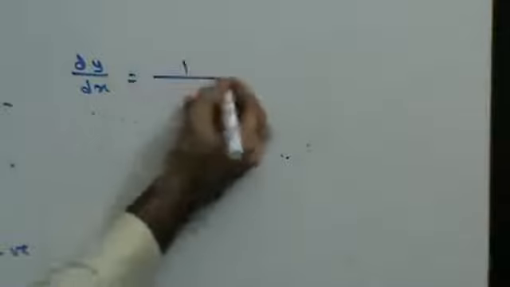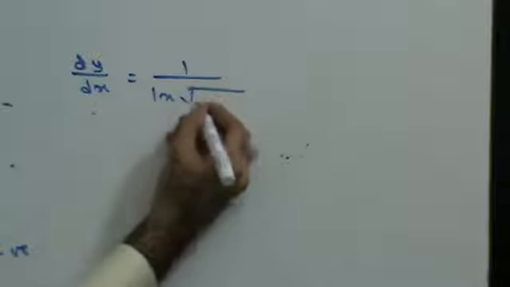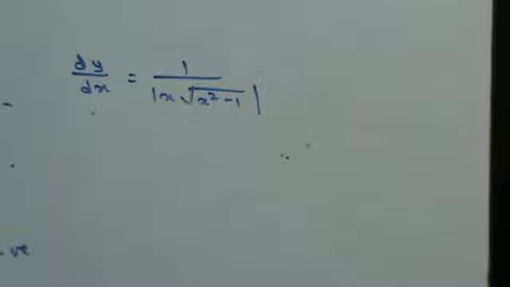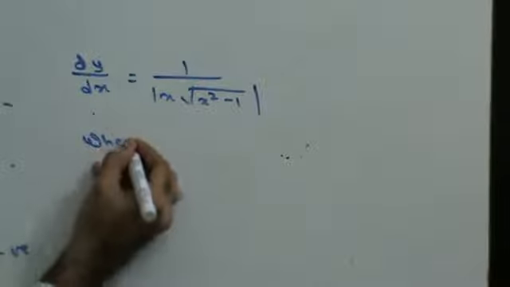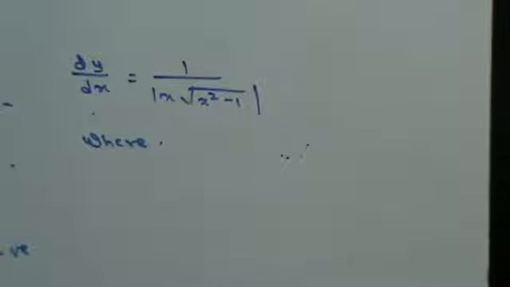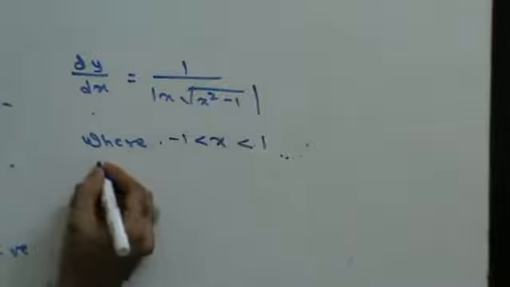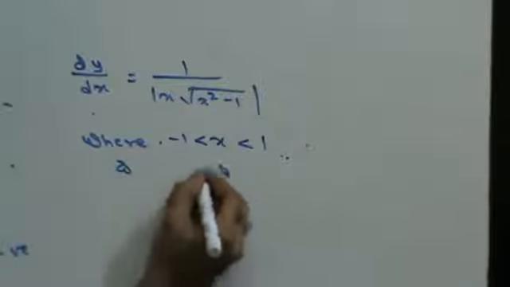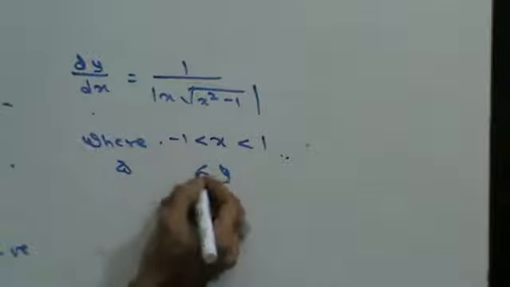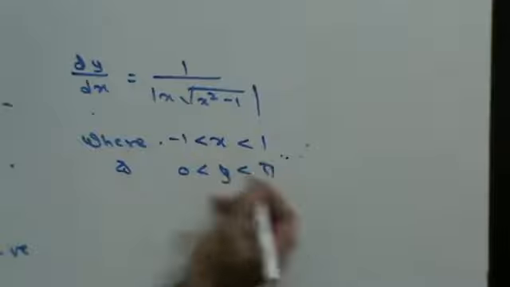Let's complete the sum here. Reciprocate this. dy by dx is nothing but 1 upon modulus of x square root of x square minus 1, where we have to make sure that the denominator is not 0. The denominator will not be 0 when x is greater than minus 1 and less than 1, and y is greater than 0 and less than 180.